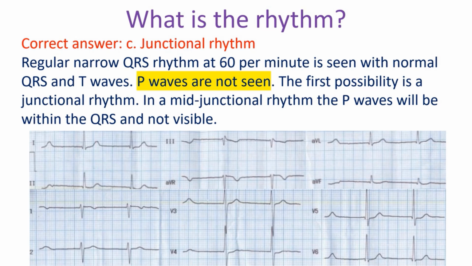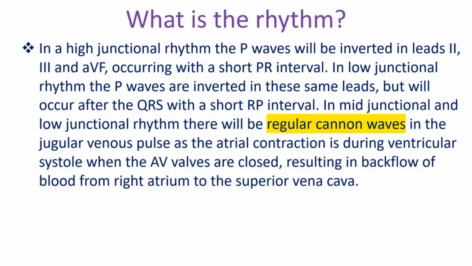The first possibility is a junctional rhythm. In a mid-junctional rhythm, the P waves will be within the QRS and not visible. In a high junctional rhythm, the P waves will be inverted in leads 2, 3 and AVF, occurring with a short PR interval. In low junctional rhythm, the P waves are inverted in these same leads but will occur after the QRS with a short RP interval.